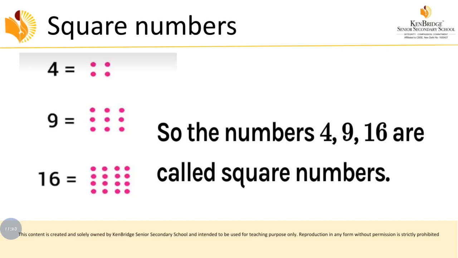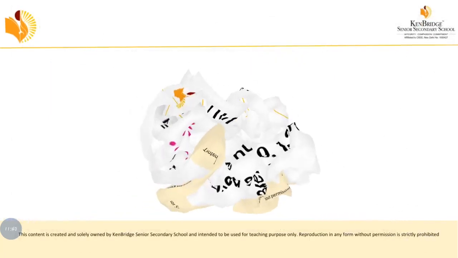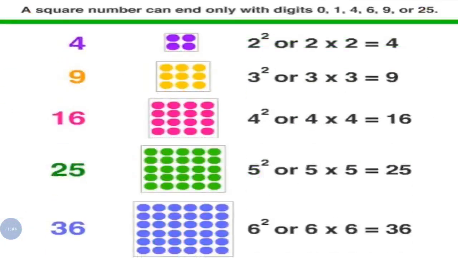Okay. So here I have shown 2 squared, 3 squared and 4 squared. Those result values will be considered square numbers. So here we have shown 4, 9 and 16 are square numbers. Likewise, all the square values will be considered square numbers. Okay. So now we are going to see the next one.